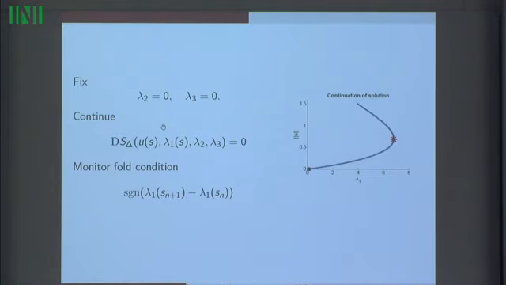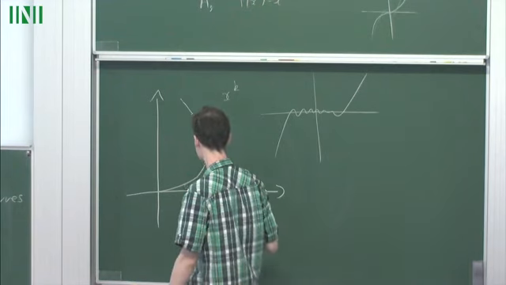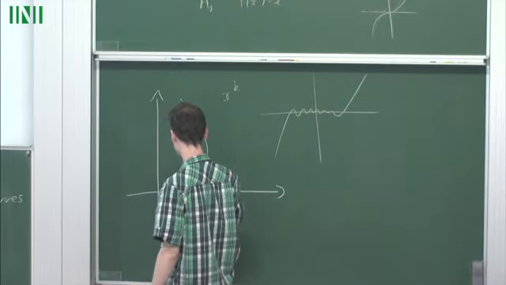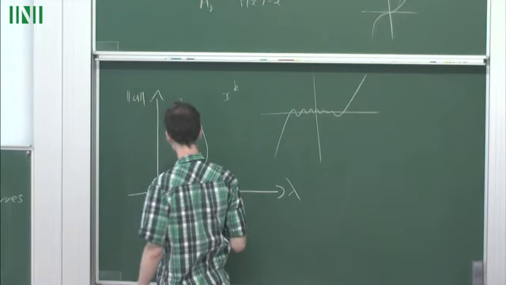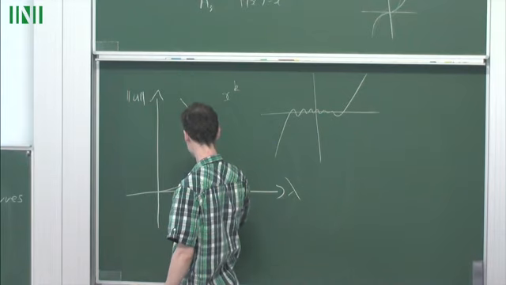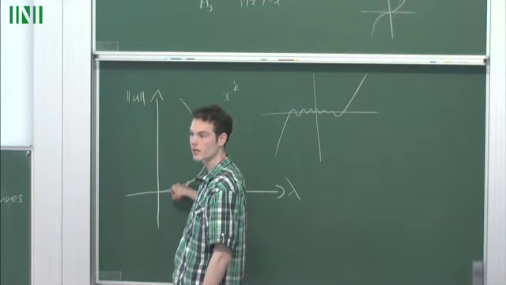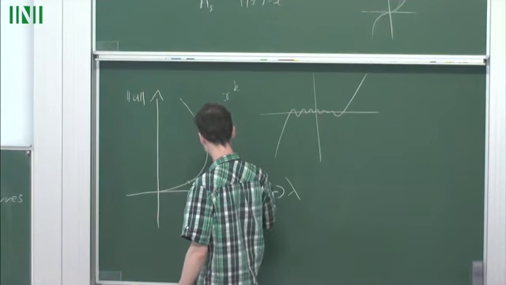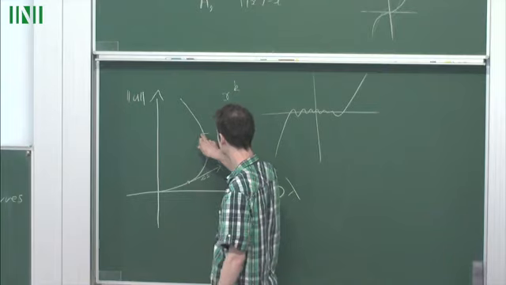How do you continue solutions? So you assume you already have this branch of solutions, and how do I get it numerically? Say I know this solution here, so this is my parameter, and this is u. Then I make a predictor step, which is just along the tangent, and the length of my predictor step is some fixed number, call it delta s. And then I make a correction step, which goes back down to the solution.